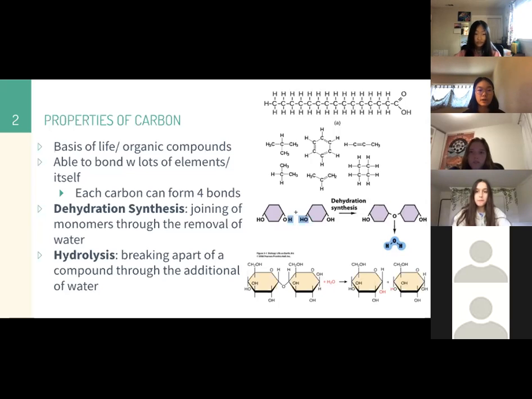So the first process that we're going to talk about is dehydration synthesis, which is when monomers are joined together, and this happens through the removal of a water, and it causes the formation of a bond between the 2 monomers. And on the other hand, hydrolysis is a process that breaks apart compounds into separate monomers, and this happens through the addition of a water.